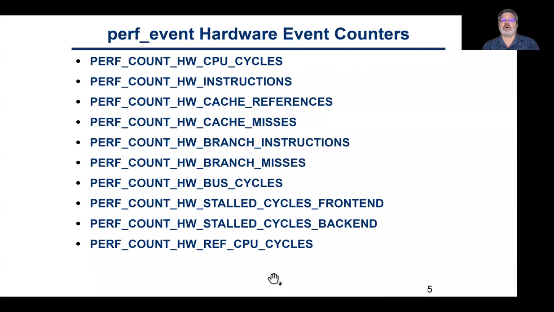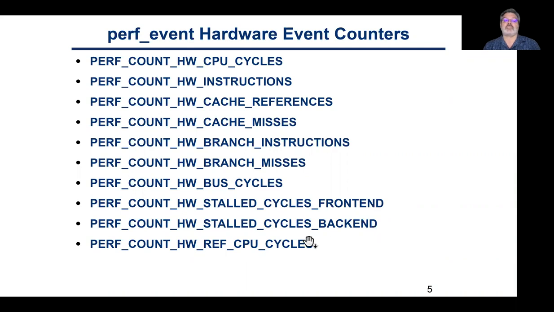I don't want to spend too much time on this, but just to give you a sense of the kinds of things you can measure. Perf has a set of hardware event counters: cycles, instructions, cache references, cache misses, branch instructions, front-end stalls. Front-end stall means waiting for, say, the instruction cache. That front-end is related to the code, and then back-end is related to the execution. So instruction TLB misses and instruction cache misses end up being front-end stalls.